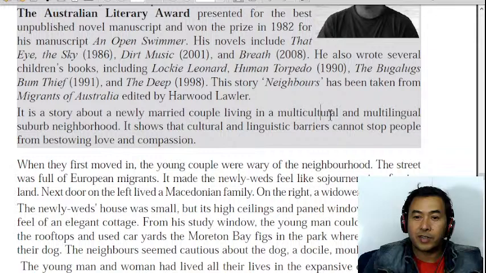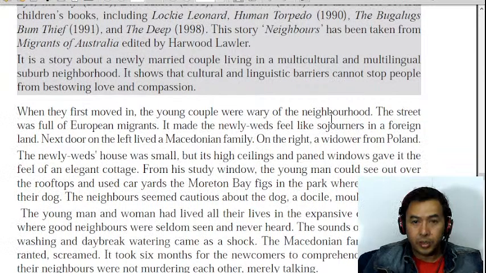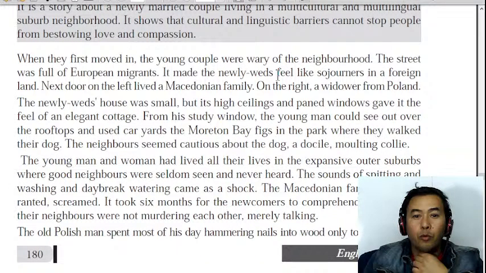Let's get into the subject, the story, what he has written. When they first moved in, the young couple were wary of the neighborhood. The street was full of European migrants. It made the newlyweds feel like sojourners in a foreign land. Next door on the left lived a Macedonian family. On the right, a widow from Poland. The newlyweds' house was small, but its high ceilings and paned windows gave it a feel of an elegant cottage.